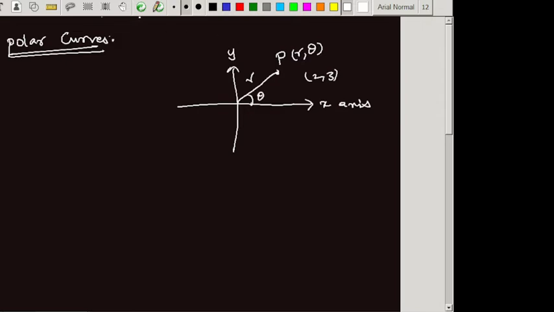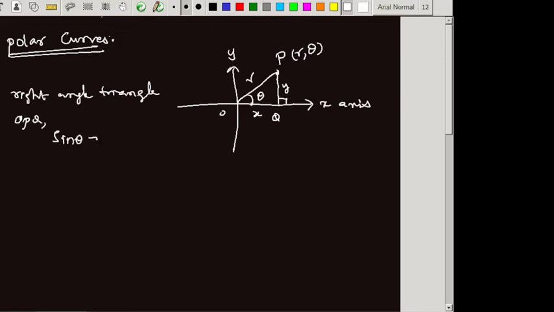So we have the theta, and we make one perpendicular line. So this is 90 degrees. Then we can express this distance, let us consider it y, and this is nothing but x. Then with the help of right angled triangle OPQ, we can write sine theta as opposite divided by hypotenuse.